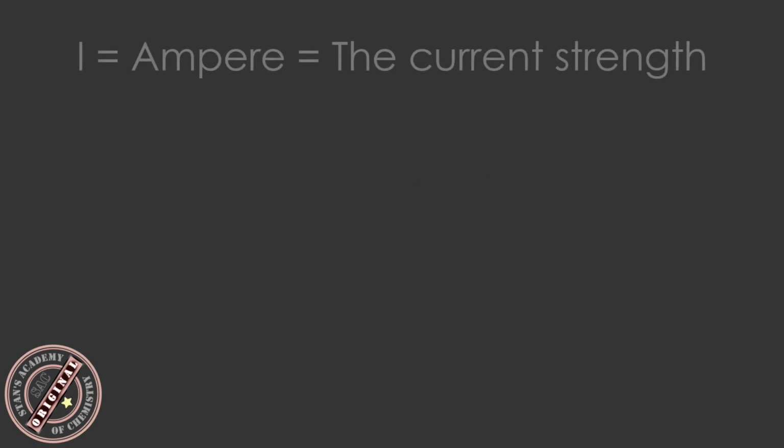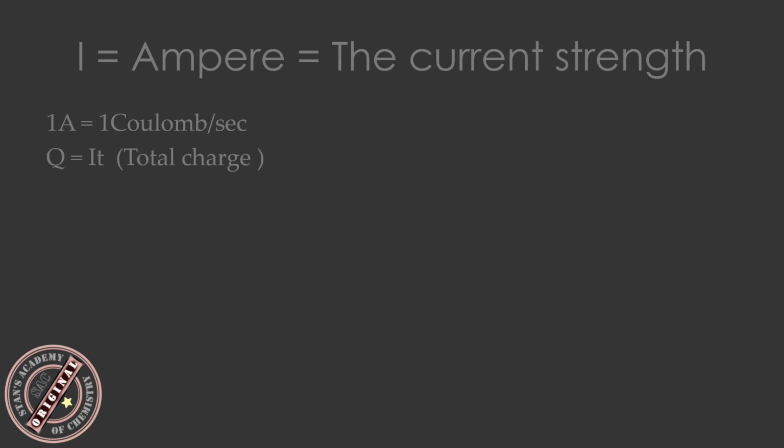Some terms that you are already familiar with. I represents the ampere or the current strength. 1 ampere is 1 coulomb per second. If you have 5 amp current, it means 5 coulombs are flowing through a circuit per second. Or 2.5 amperes would mean 2.5 coulombs per second. So ampere represents the current strength, represented by the letter I.